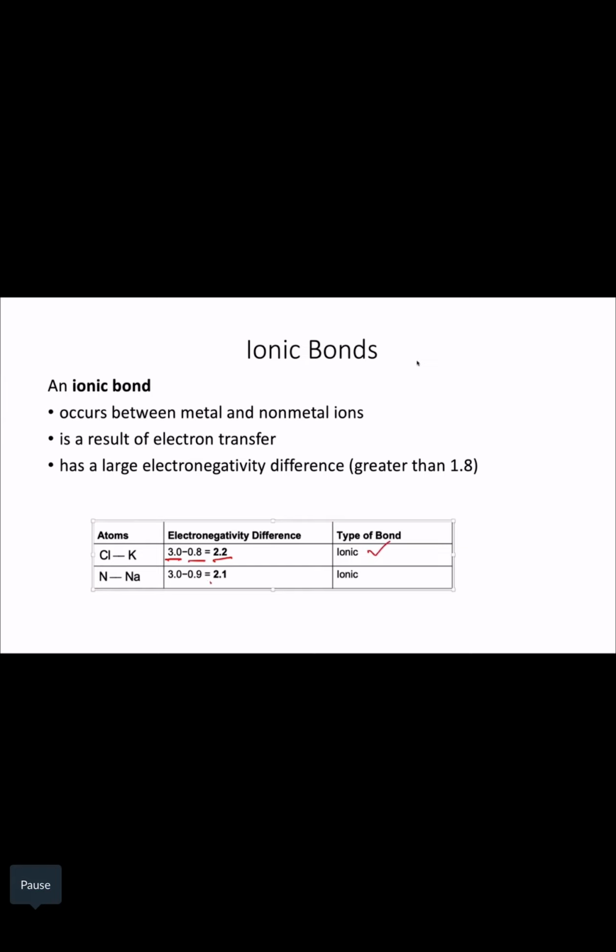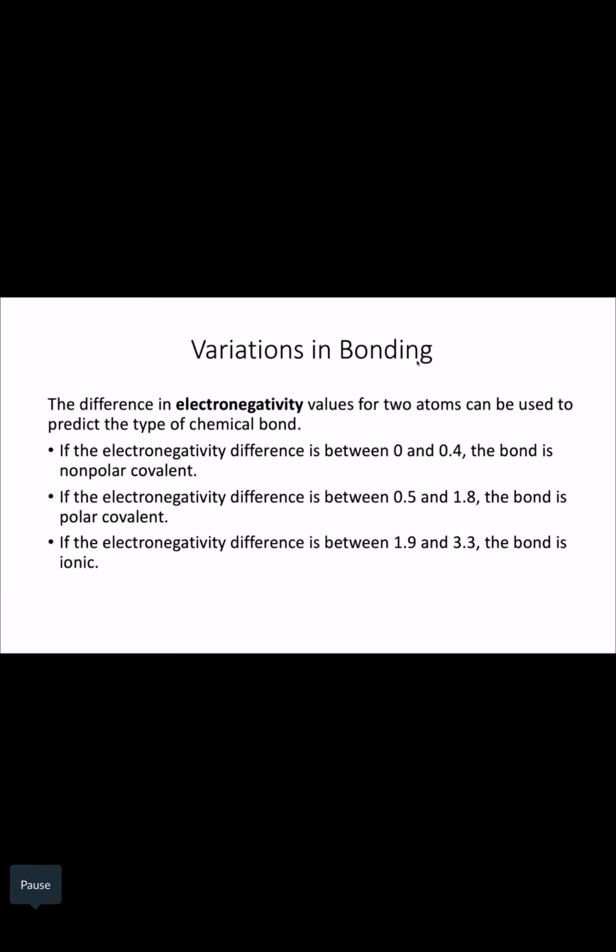Okay, here we have 2.1, which is going to be ionic, between the sodium and nitrogen. It's going to be 2.1, ionic. Okay, ionic is a lot stronger.